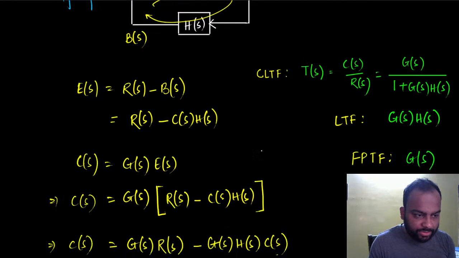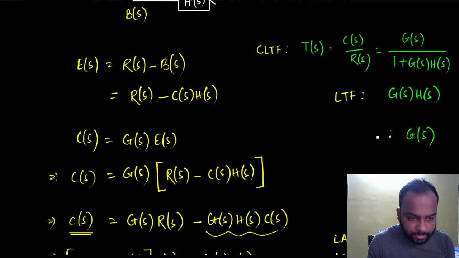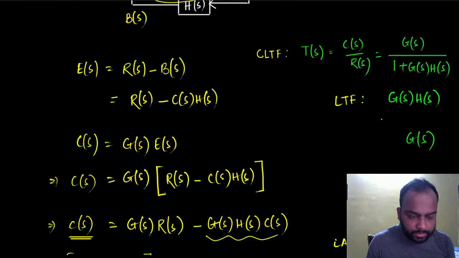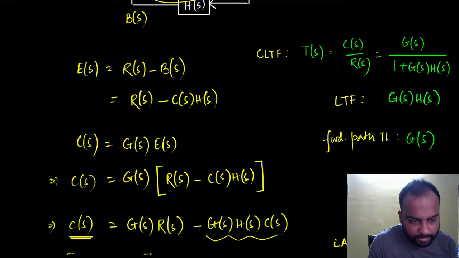It's called the forward path transfer function. For the open loop, sometimes it's called OLTF, this one is called OLTF. So just to avoid any confusion here, this is the forward path transfer function.